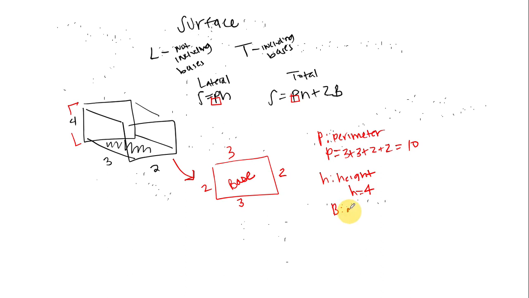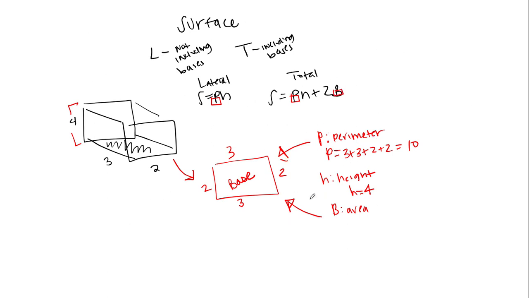And remember, capital B is the area of the base. So I'm finding the area of my base. Well, guys, pause. This is a rectangle. How do you find the area of a rectangle? Length times width. So to find the area, I'm just doing 3 times 2. And then plugging all my numbers into my formula to either find the lateral or the total.